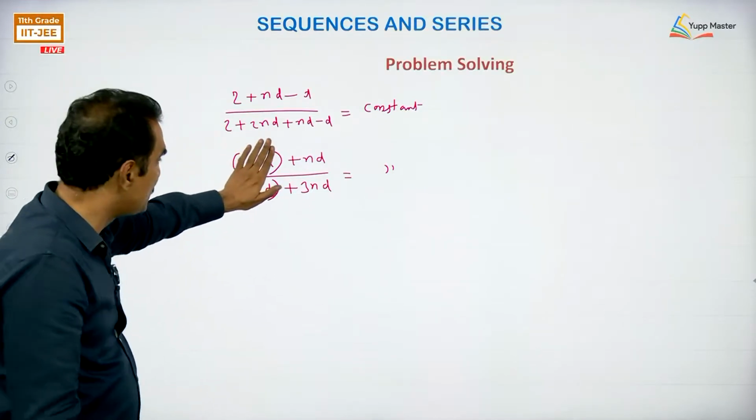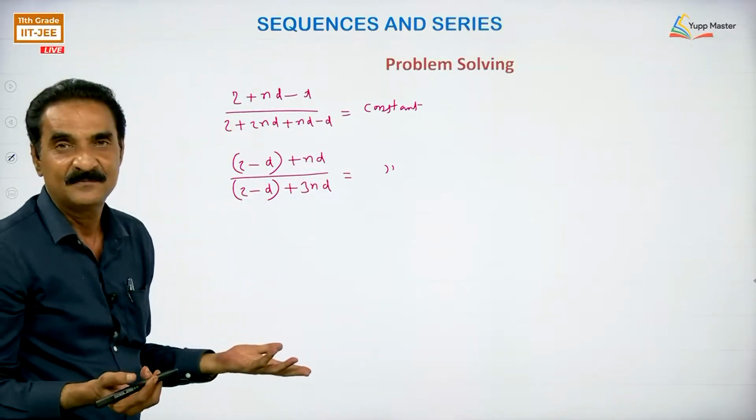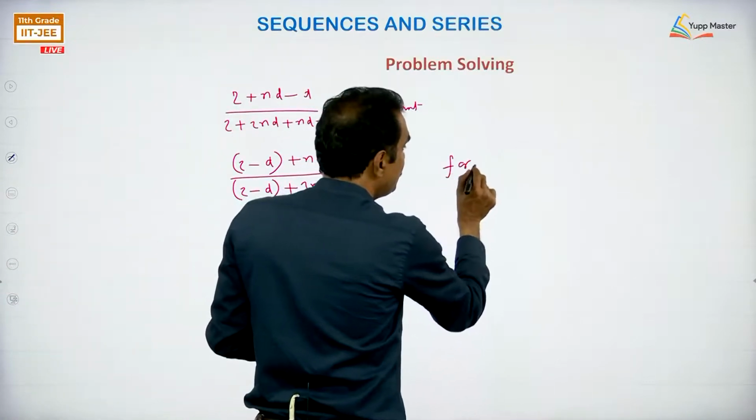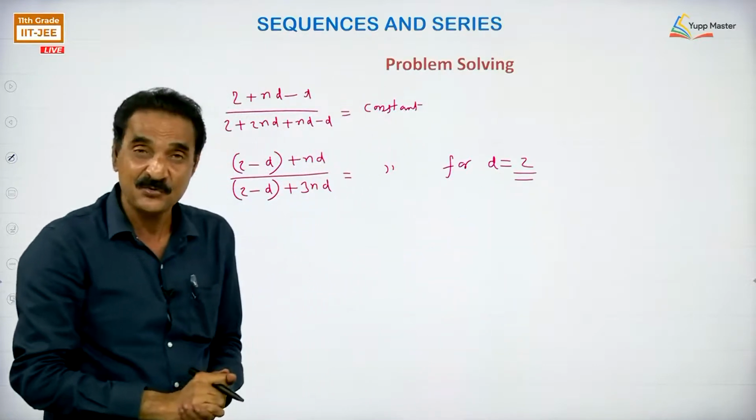If d is equal to 2, what happens? This is 0. nd by 3nd, it is 1 by 3. So this is constant for d is equal to 2. So the common difference of the AP must be 2.